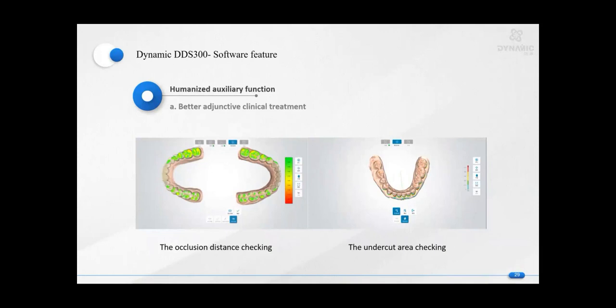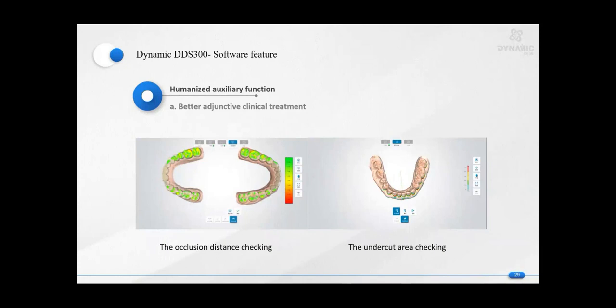So in this case, the restoration is usually corrected because the space we reserved is too small and crowded. So the DDS300 software can use the occlusion part to detect the intraoral and the occlusal clearance after scanning. So it can help doctors better judge the current situation.